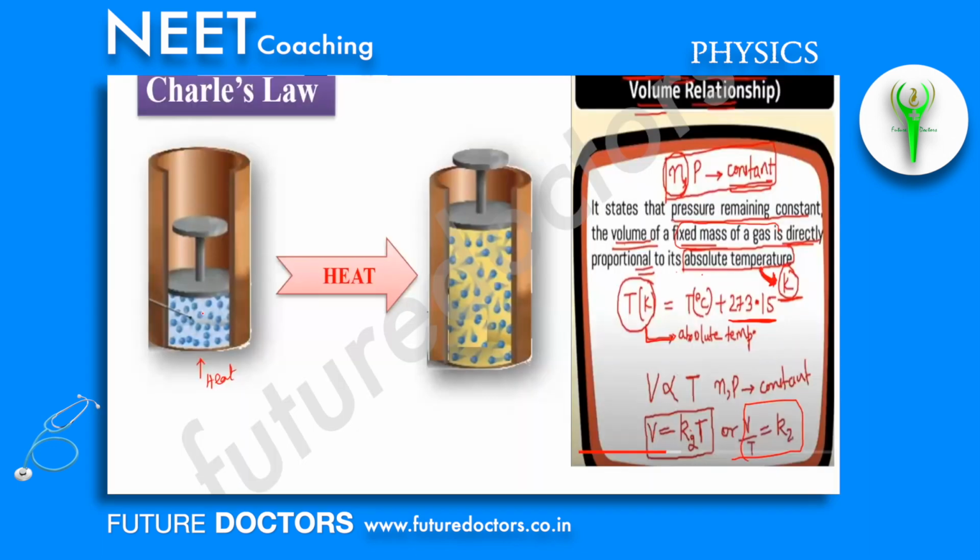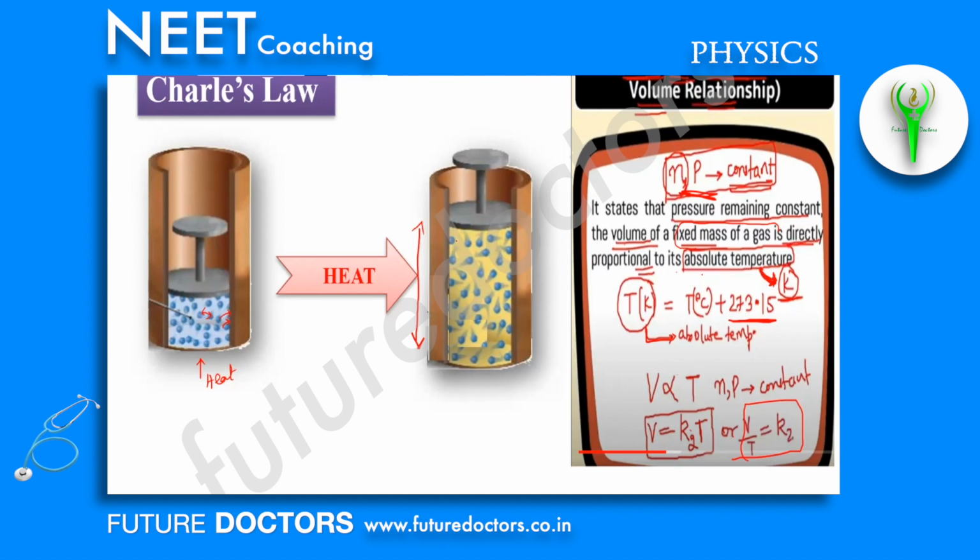So it will collide with each other as well as with the walls of the container. So in order to keep pressure constant, the volume of the gas should increase. If you heat, the kinetic energy of the molecules will increase. The molecules will collide with each other as well as with the walls of the container, so the pressure will increase. Here we are keeping the pressure constant, so in order to maintain constant pressure, the volume will increase.